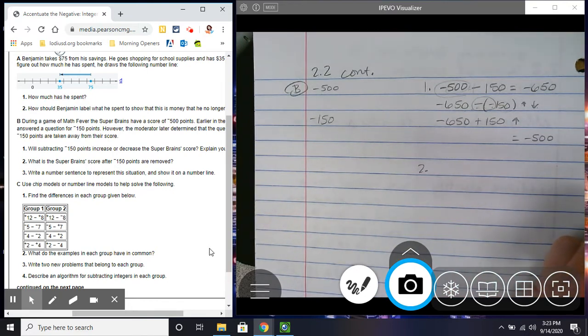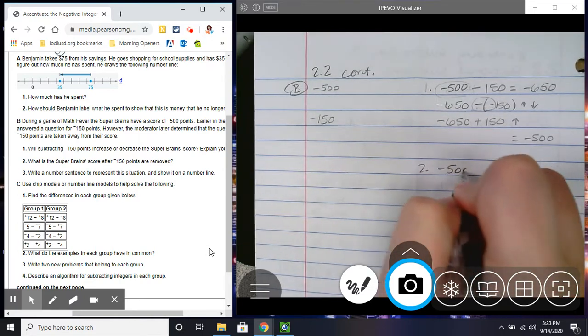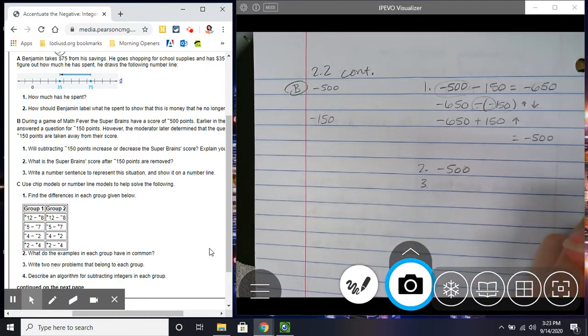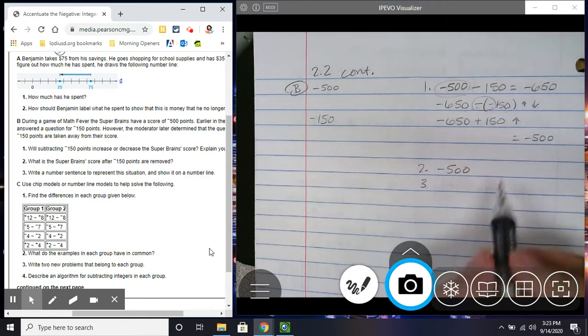Number 2, what is the Super Brains score after -150 points are removed? I already answered that. It would be -500. And then write a number sentence to represent the situation, which I already did here, and show it on a number line. I did not do that part, so I'll do that part.